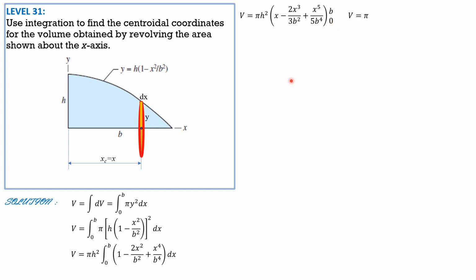So substituting, volume equals pi h square quantity b minus 2b cubed over 3b square plus b to the fifth over 5b to the fourth, then lower limit 0 because everything has x, and the lower limit is 0, so everything will be 0 here. So these are like terms in terms of b, so 1 minus 2/3 plus 1/5 times pi h square. So the volume can now be computed 8 over 15 pi b square.